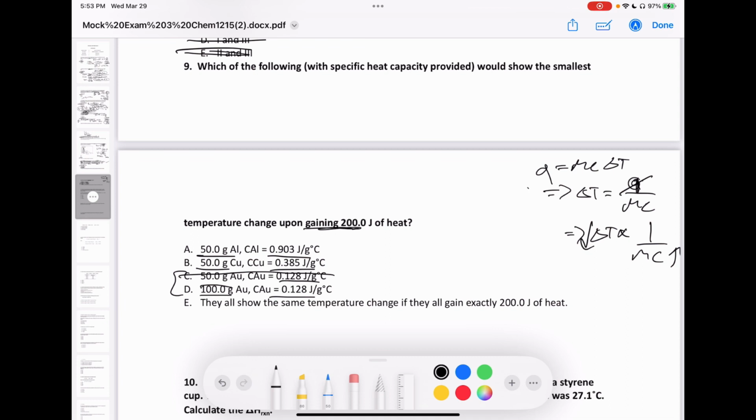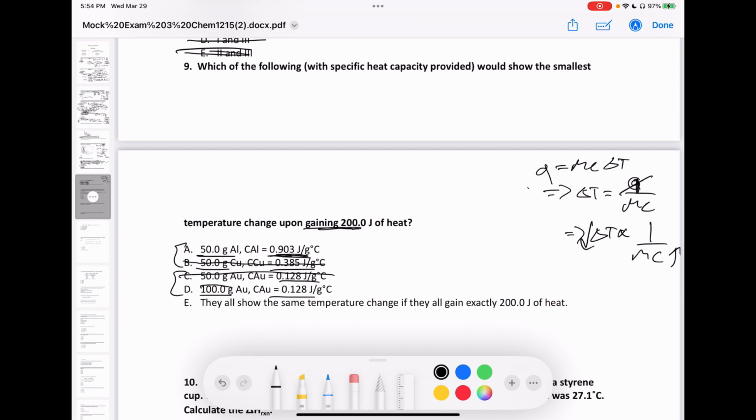And then we have to look at A and B, and we can also automatically cross out B from these two sets, because they have the same mass but different heat capacities, and we know this one is 3 times larger, so that'll be a 3 times larger product of mass times specific heat. So then at that point we can just compare these.